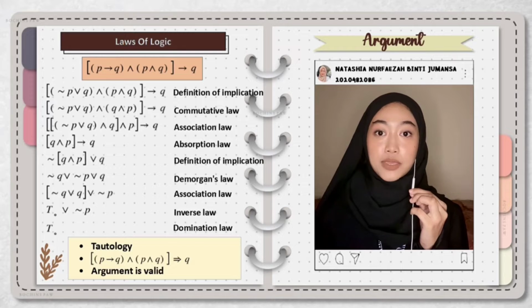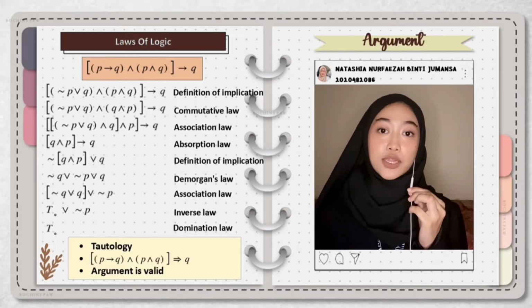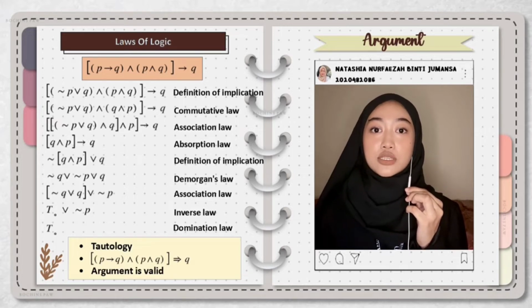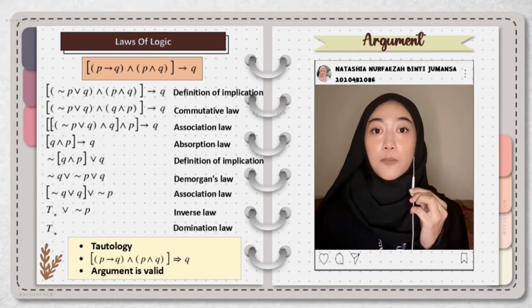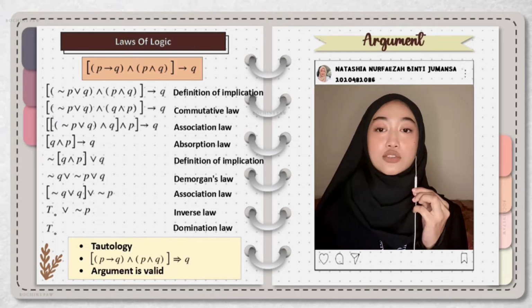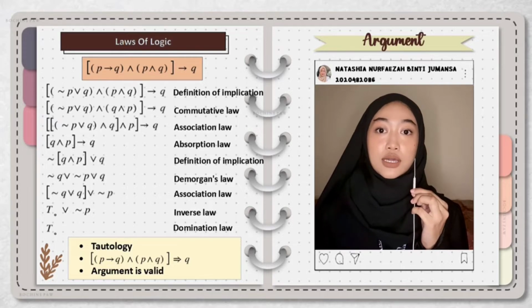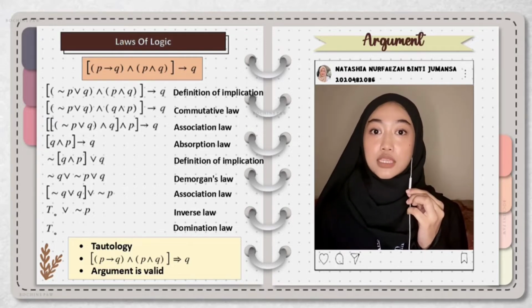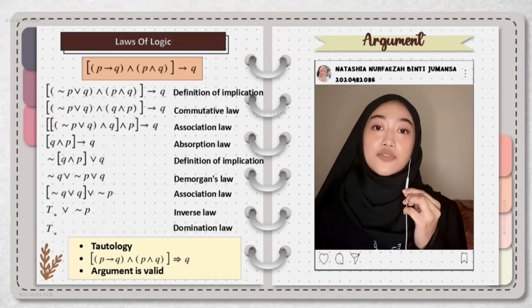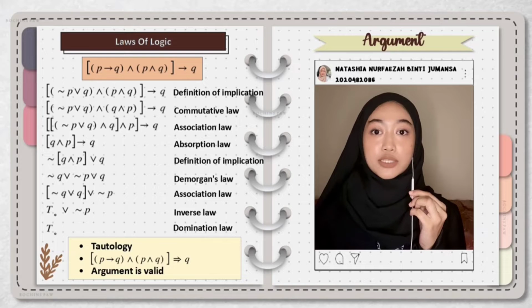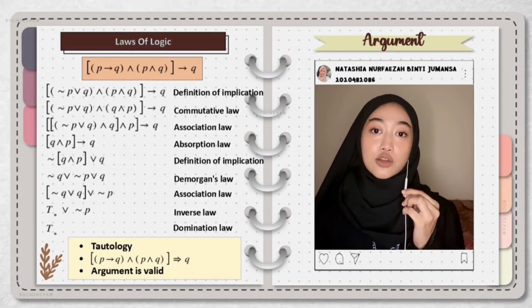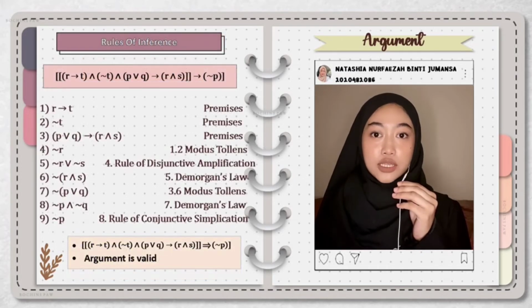Change in bracket Q and P implies Q to negation in bracket Q and P, or Q by using the definition of implication. Substitute the negation by using De Morgan's law. Combine negation Q with Q using the associative law. Negation Q or Q, we get T naught using the inverse law. T naught or negation P, we get T naught by using the domination law. If the answer is T naught, it means tautology, so automatically the symbol implies will change to logically implies, so the argument is valid.